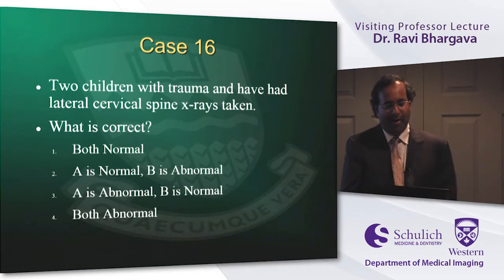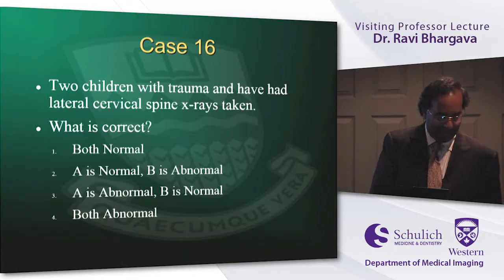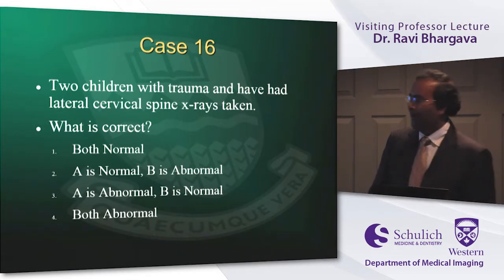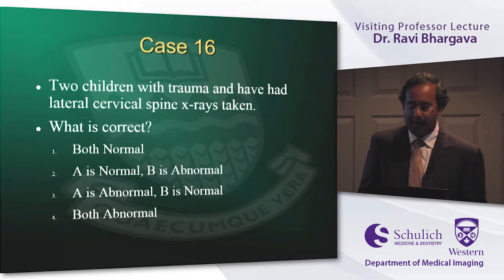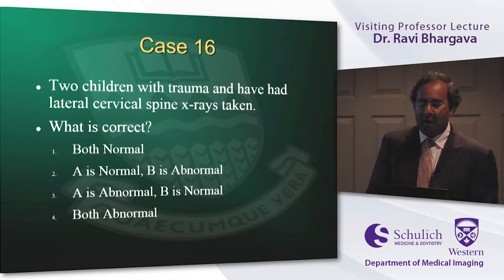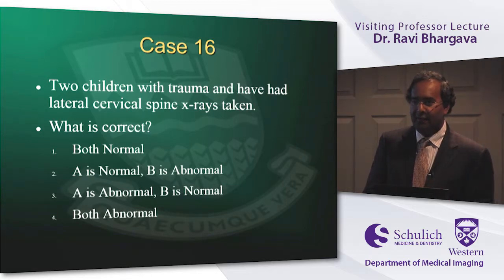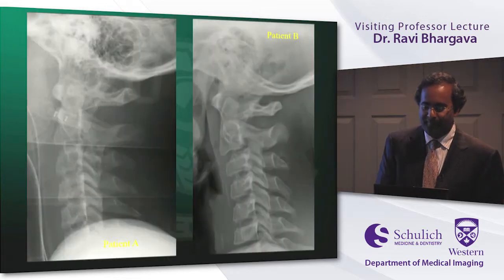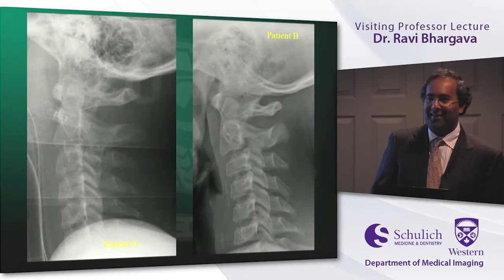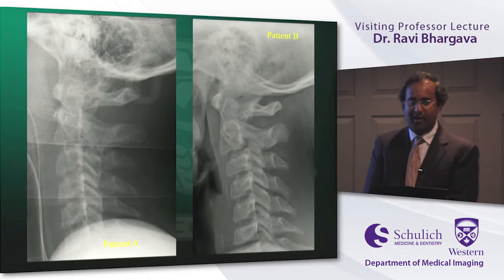Okay, we're just about done. I'm just going to show you a couple of interesting ones. I've got 2 children who've had trauma. They've had lateral cervical spine x-rays taken, and these are the choices. Either 1, they're both normal, 2, A is normal, B is abnormal, 3, A is abnormal, B is normal, or 4, both are abnormal. So I'll let you look at them, then we'll go back again to the scoring system, let you decide.